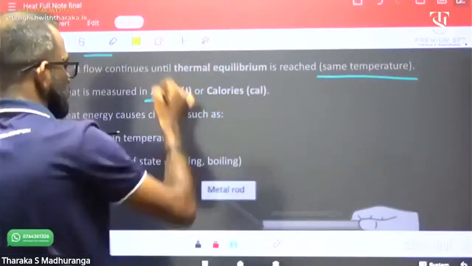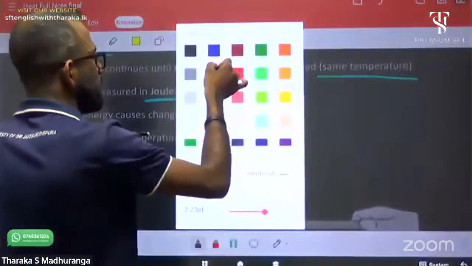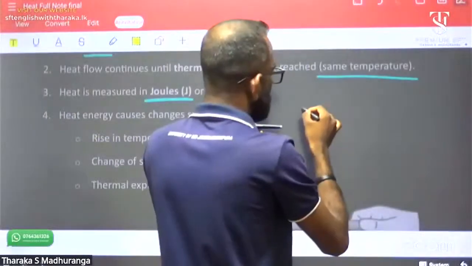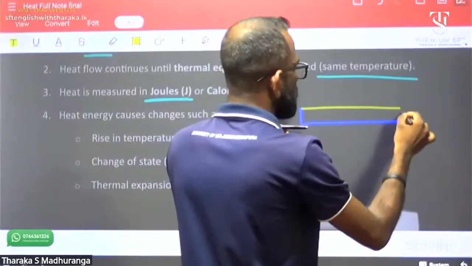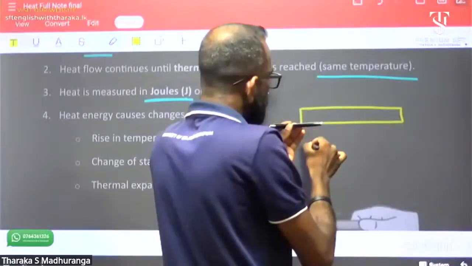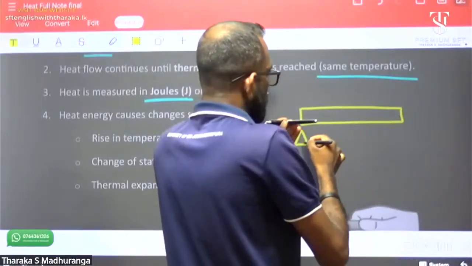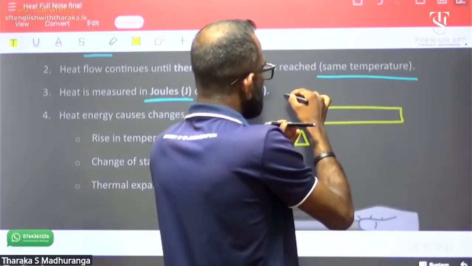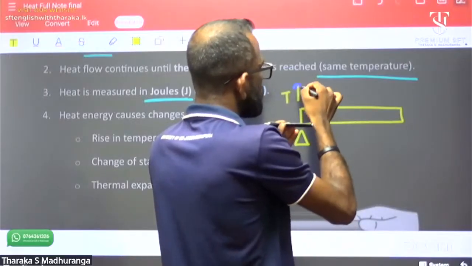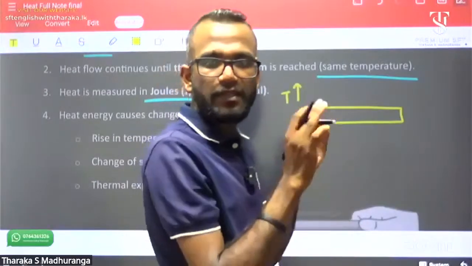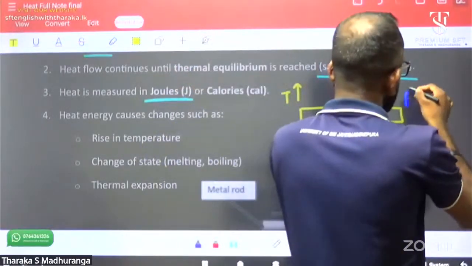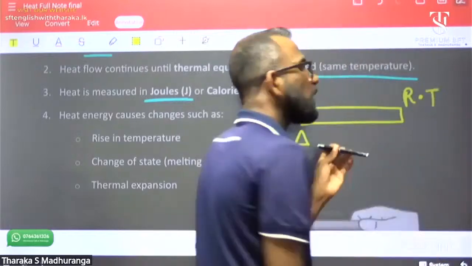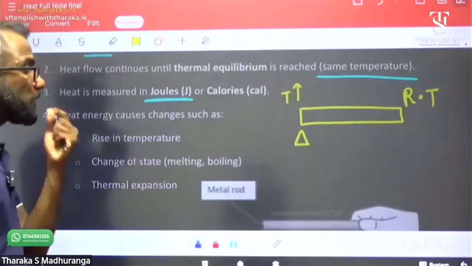Think this is my metal pen. Now I am going to heat one side of this pen. The heating side temperature gradually increases, right? But the other side is still at the same room temperature. Room temperature we call ambient temperature.